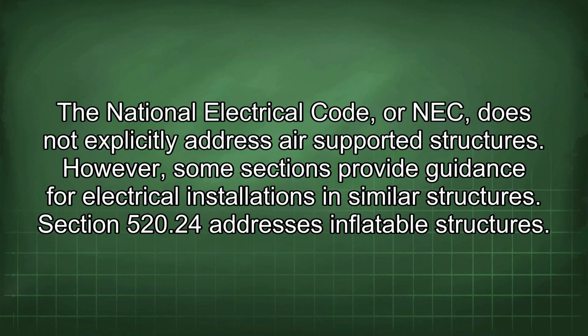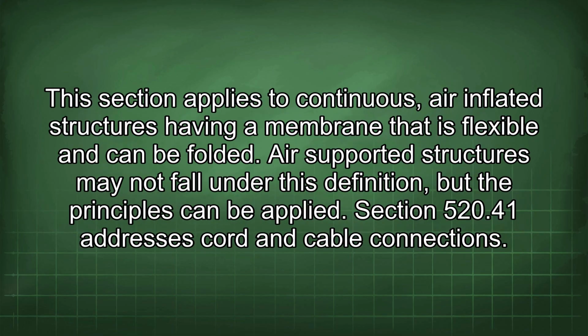The National Electrical Code, or NEC, does not explicitly address air-supported structures. However, some sections provide guidance for electrical installations in similar structures. Section 520.24 addresses inflatable structures. This section applies to continuous, air-inflated structures having a membrane that is flexible and can be folded. Air-supported structures may not fall under this definition, but the principles can be applied.